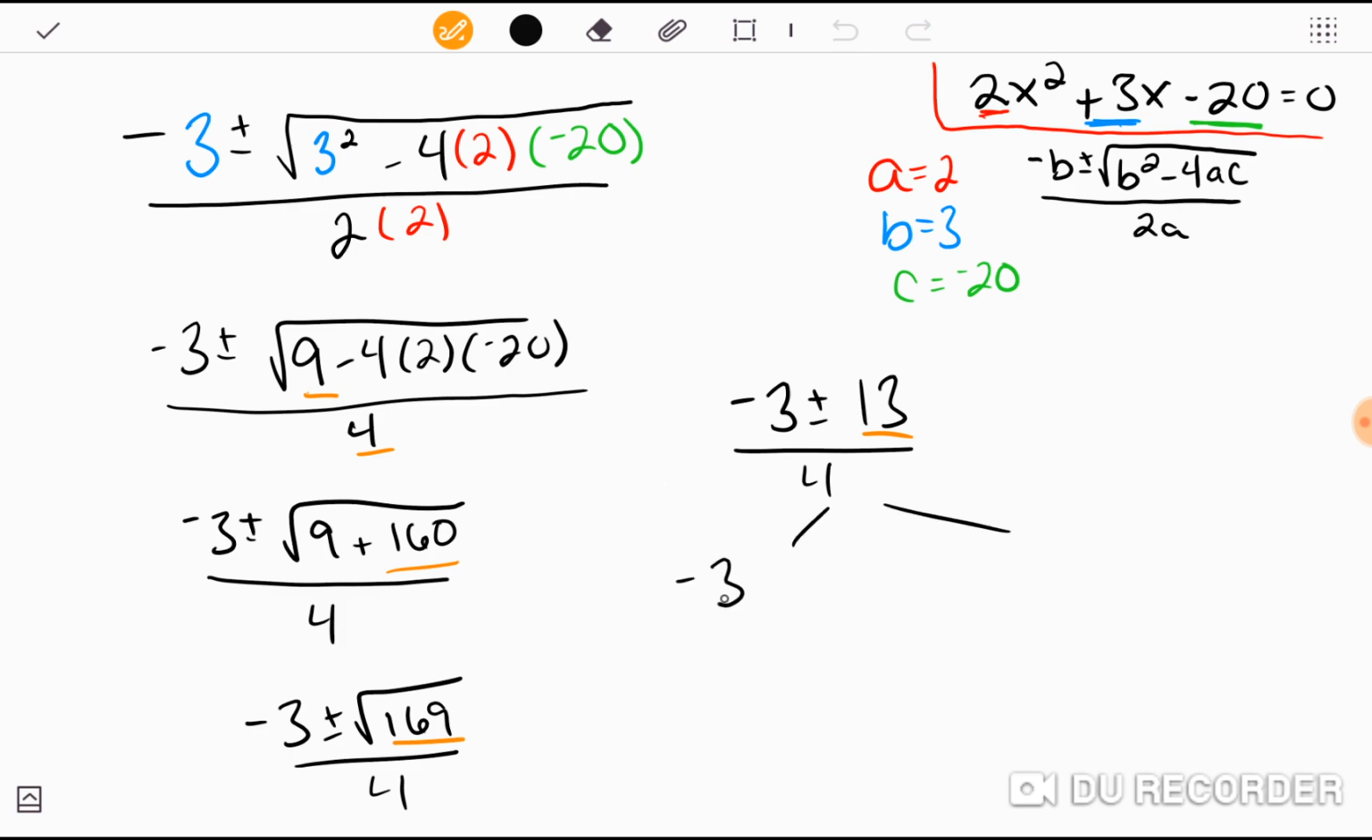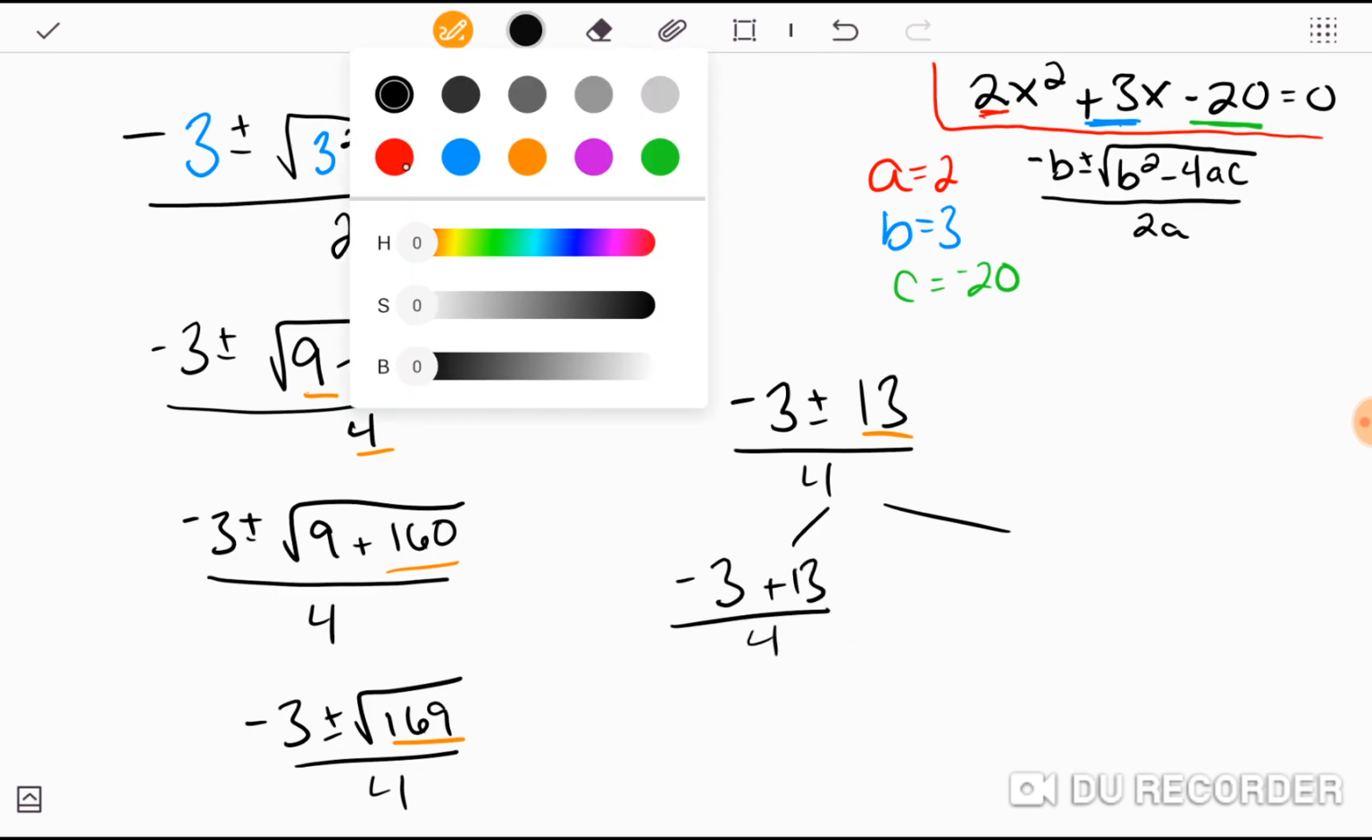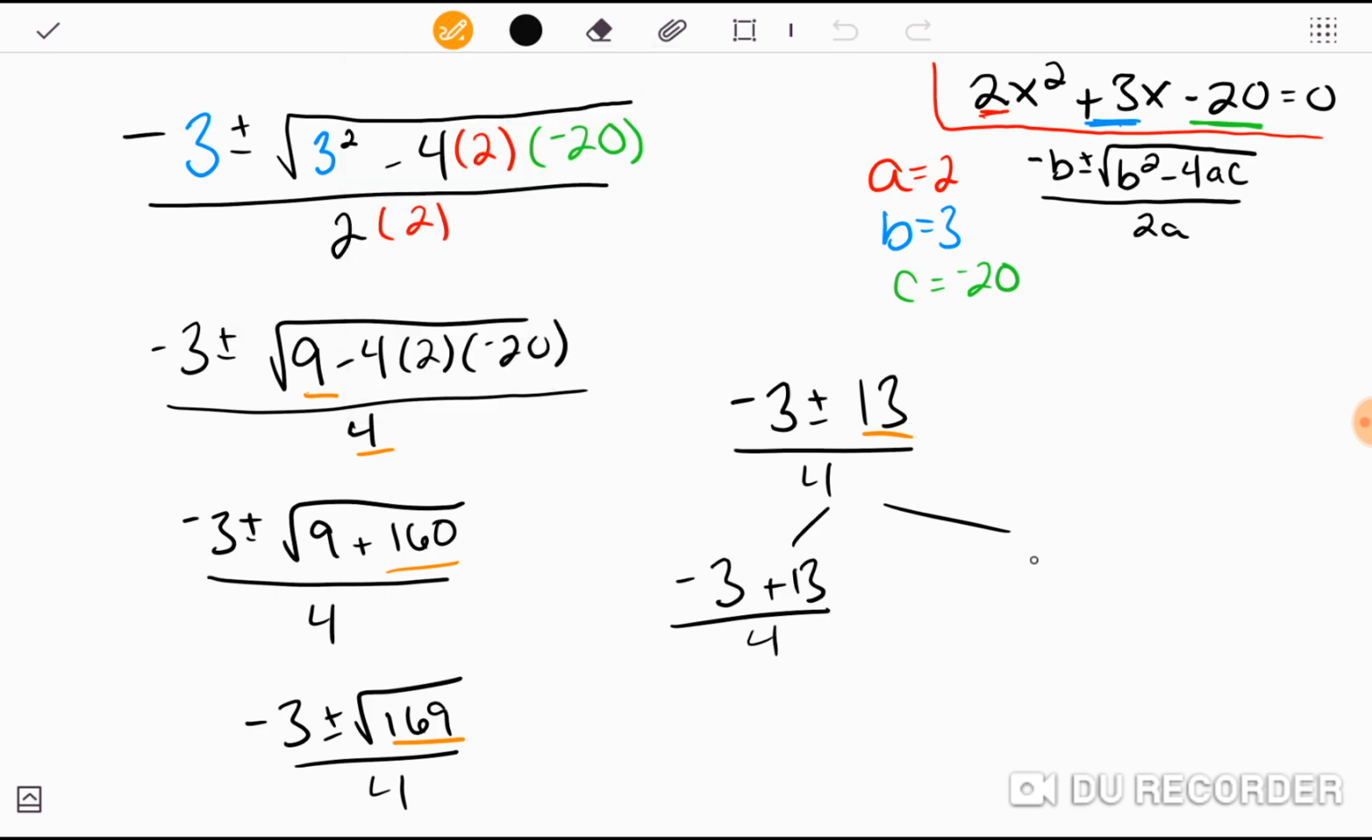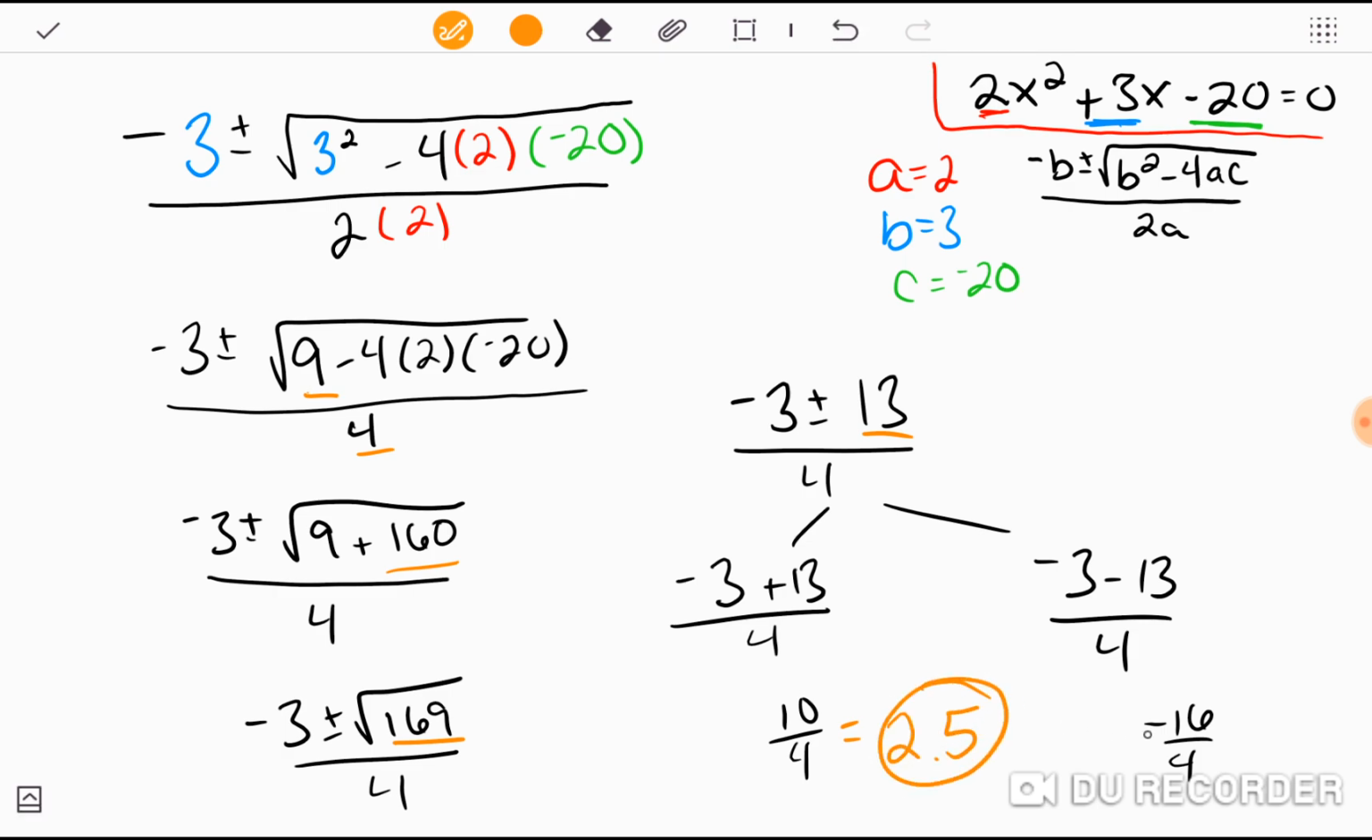So we'll have negative 3 plus 13 over 4. And we'll have, actually I'll keep it the same, negative 3 minus 13 over 4. Those are both new. All right, so negative 3 plus 13 is going to give me 10 over 4. Negative 3 minus 13 is going to be negative 16 over 4. When we actually solve these, our answers are going to be 10 divided by 4 is 2.5. And then negative 16 divided by 4 is negative 4.